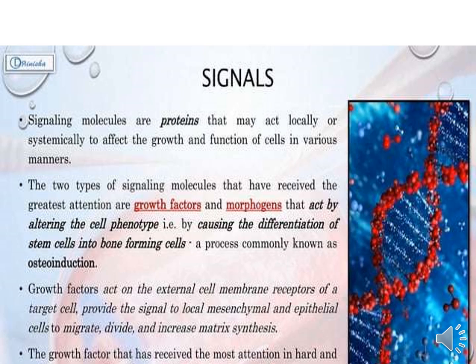Signaling molecules are proteins that may act locally or systemically to affect the growth and functions of the cells in various manners. The two types of signaling molecules are growth factors and morphogens that act by altering the cell phenotype, causing the differentiation of stem cells into bone-forming cells, a process commonly known as osteoinduction. Growth factors act on external cell membrane receptors of target cells and provide the signal to local mesenchymal and epithelial cells to migrate, divide, and increase matrix synthesis. The growth factors have received the most attention in hard and soft tissues.